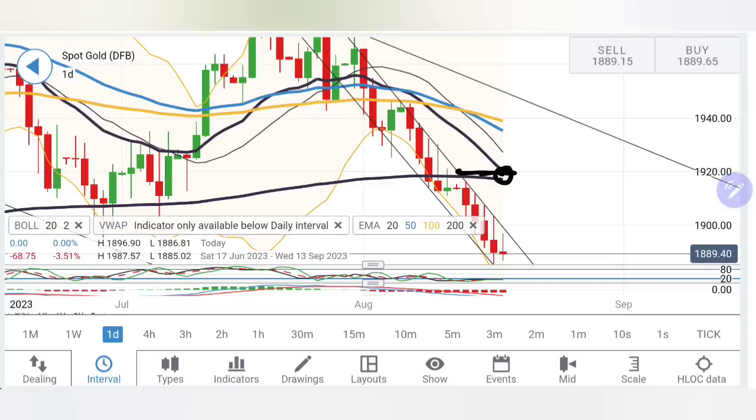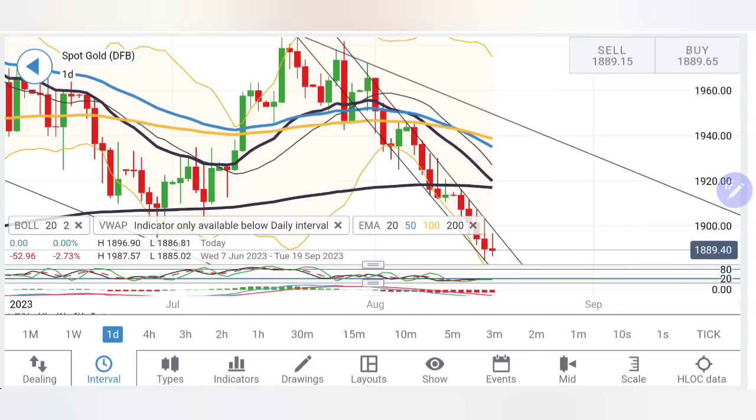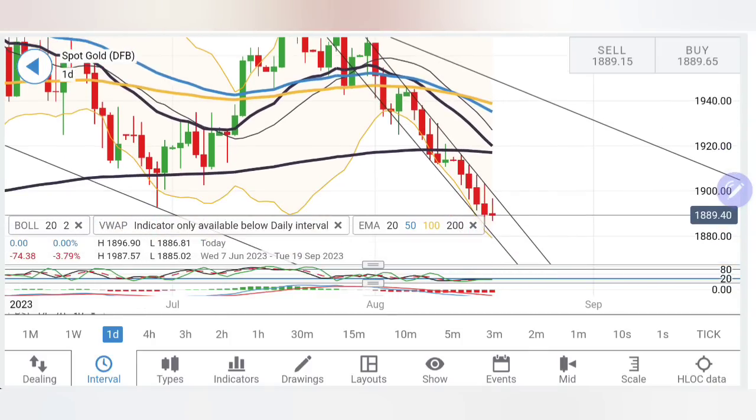Now 1920 is the first resistance on the upside, then 1930, and then 1940, which was earlier a great support and is now going to be the ultimate resistance, where we can see all the moving averages are situated between 1920 to 1940 levels. Also, this is the top of the bearish channel on the weekly charts, and hence we have to remain cautious and alert. Even if it tries to rise, these levels are going to play critical roles.